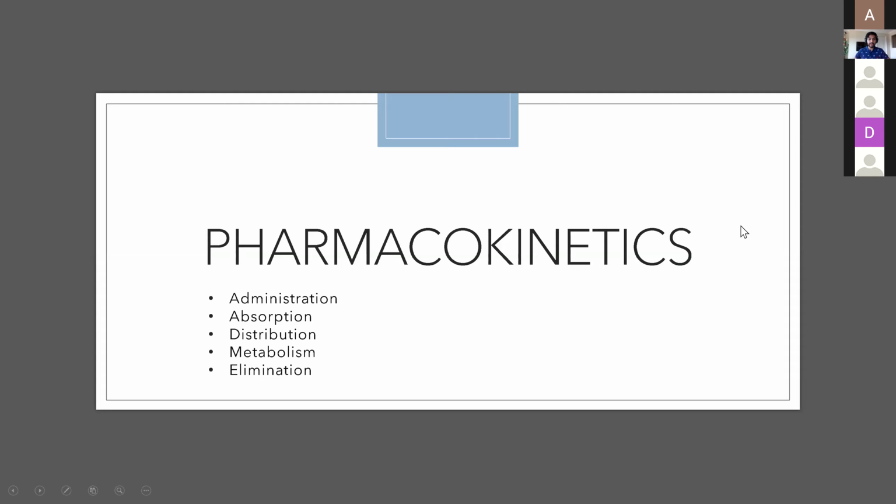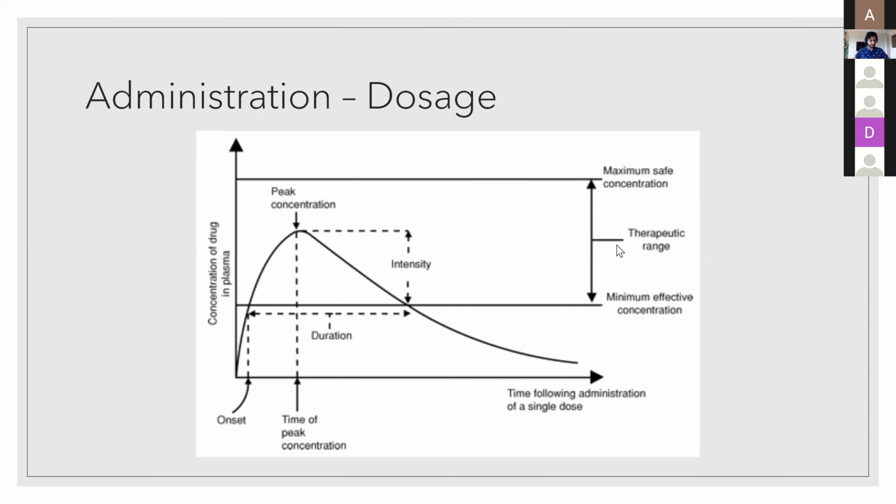So there are 5 aspects of pharmacokinetics that we need to understand and cover. The first being administration. With administration, there are a number of definitions that we need to first understand when it comes to the dosage of drugs or whatever we are administering. And I think this diagram does a great job of summarizing a lot of these terms.